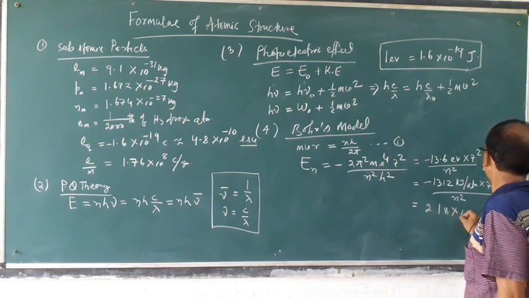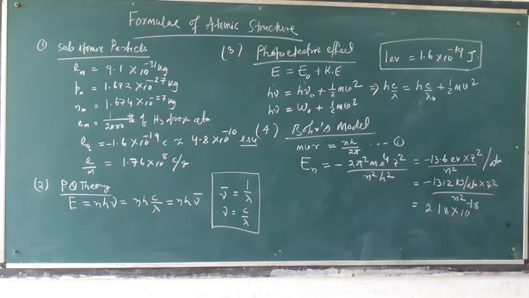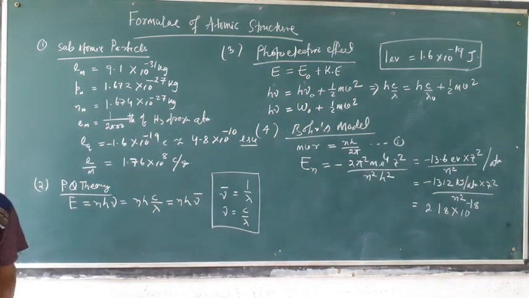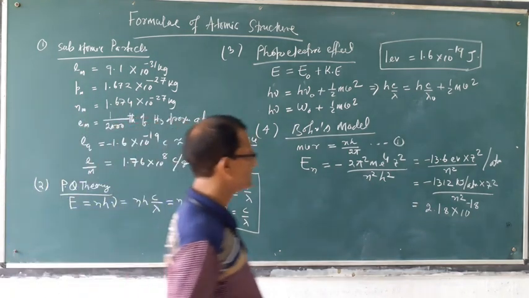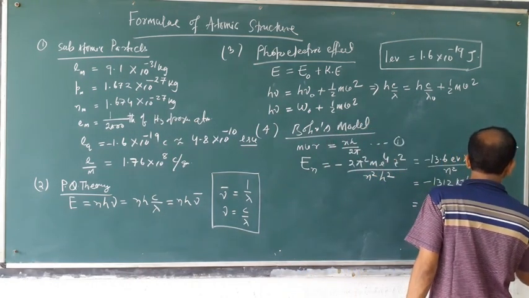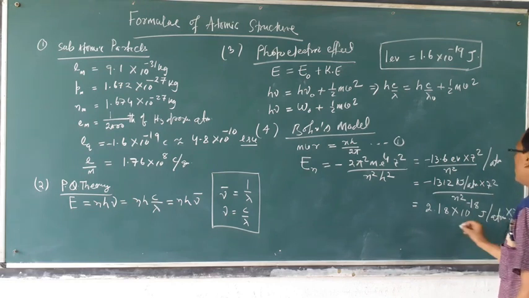And this equation can also be written as 2.18 into 10 to the power minus 18 joule per atom. This is this much of joule per atom. So in three units: joule per atom, kilojoule per atom, and electron volt per atom, this is multiplied by Z square by N square.